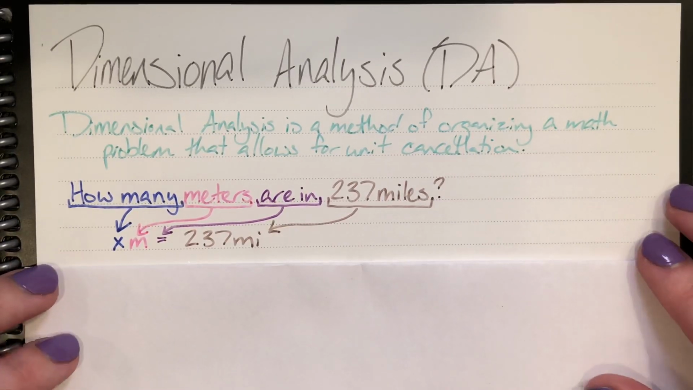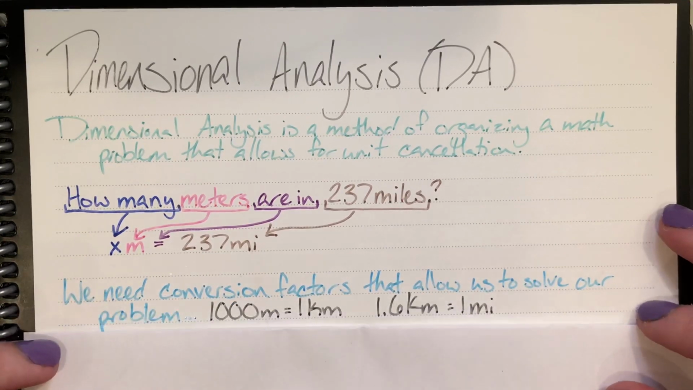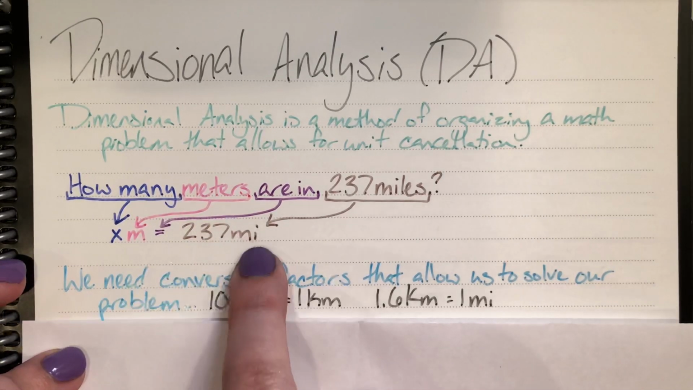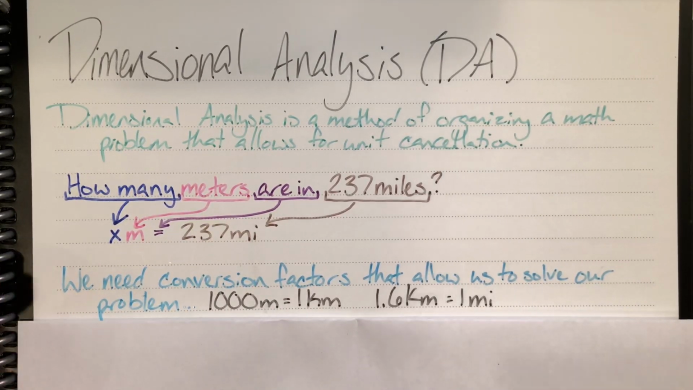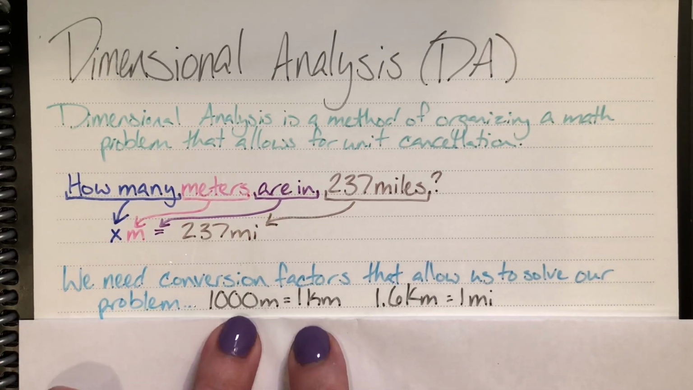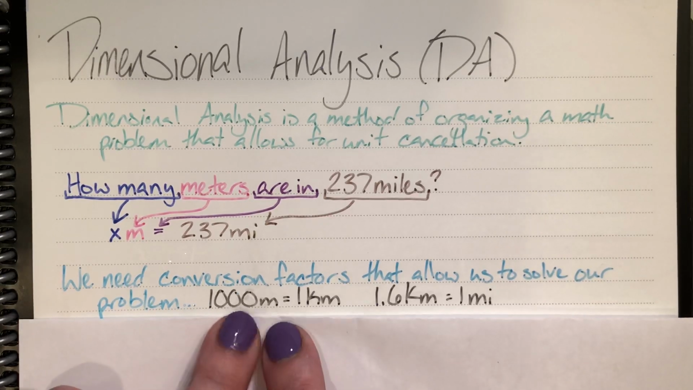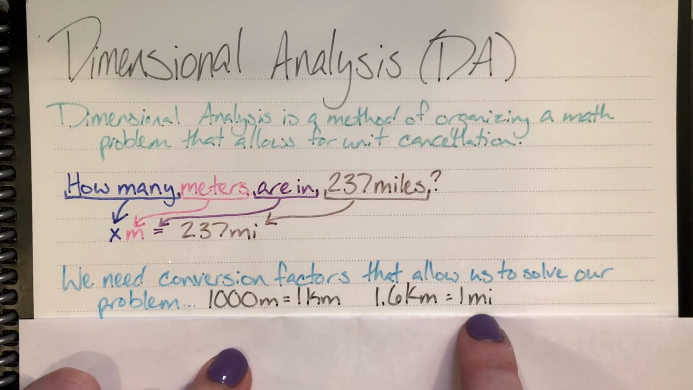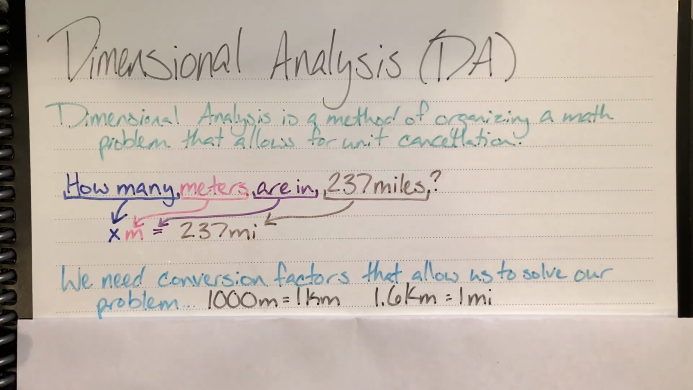Now that I have my actual equation, what I'm going to do is find some conversion factors that will help me solve this problem. I see meters and I see miles. I do not know the direct conversion between meters and miles, so that means I need a step through. What I'm going to step through is kilometers. Since I know the relationship between meters and kilometers, 1,000 meters being equal to 1 kilometer, and I know the relationship between kilometers and miles, 1.6 kilometers being equal to 1 mile, I can utilize those conversions to help me get where I need to go.